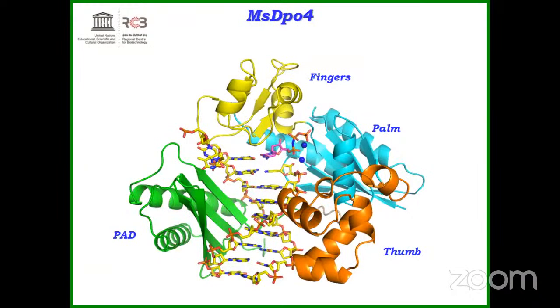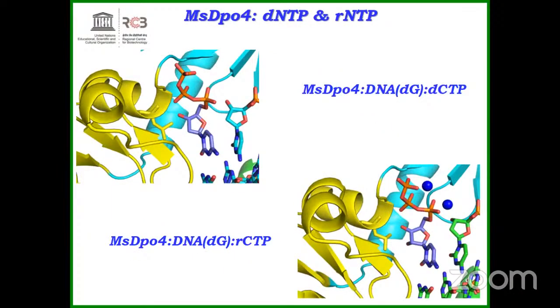So she solved structures of MSDPO4 in complex with DNA and incoming nucleotide, in complex with either DCTP or RCTP, and she could see that both of them were sitting happily in the active site. There's no difference in the structure. That is why this is getting incorporated without any problem.